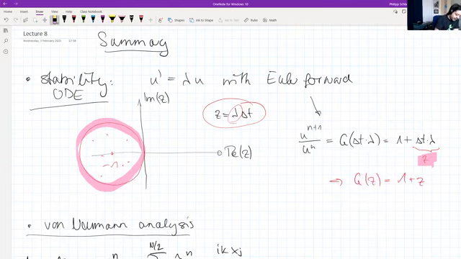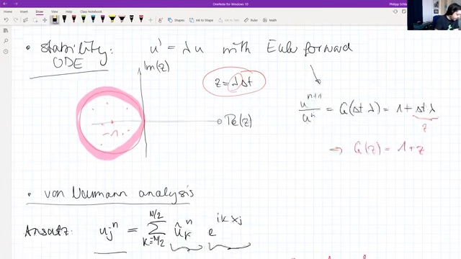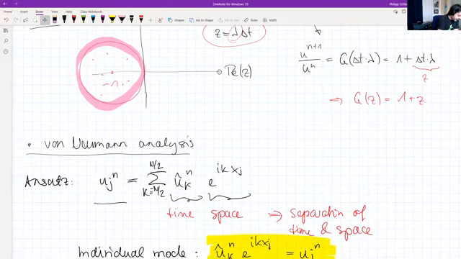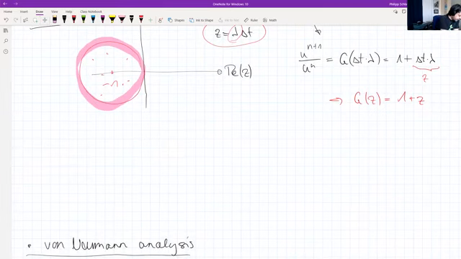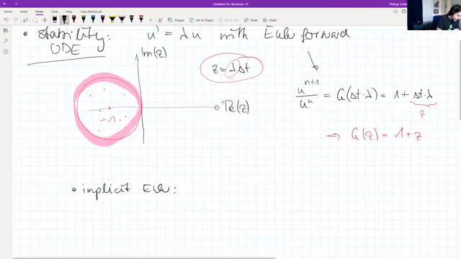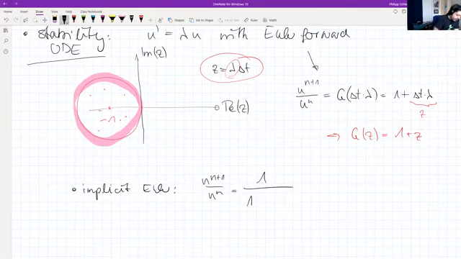We have looked at the corresponding case also of the implicit Euler. Maybe I can just very quickly add that here as well. So we also looked at the implicit Euler situation, where we then found that u^(n+1) divided by u^n was something like 1 divided by 1 minus z as the characteristic equation.